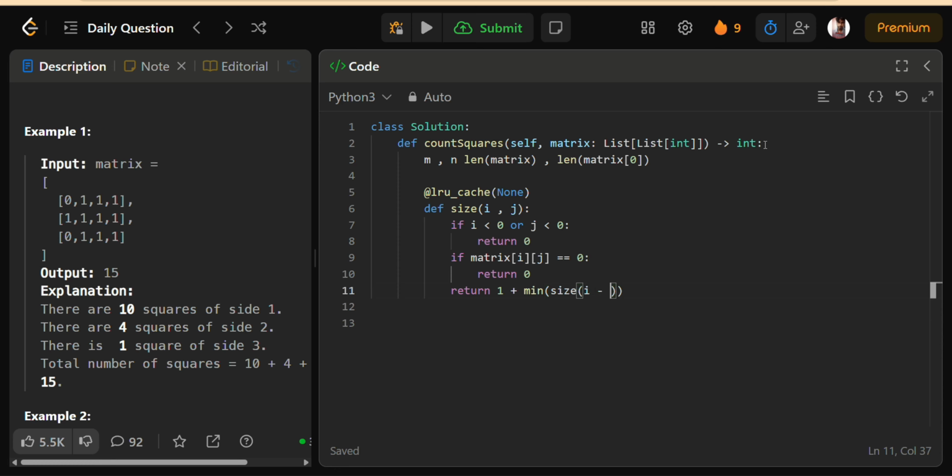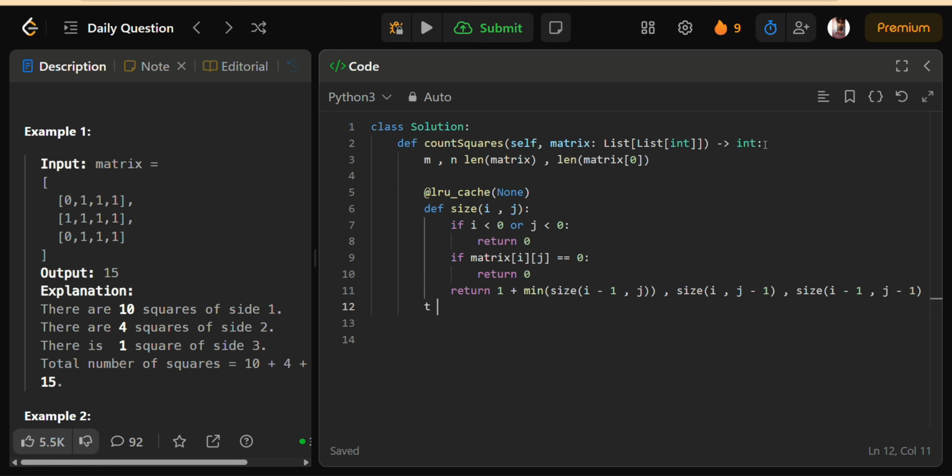Time complexity. We visit every cell in the matrix exactly once, and for each cell we do only O(1) work because results are cached. So the overall time complexity is O(m times n), where m is rows and n is columns. Space complexity. We use caching for recursion, which in the worst case takes O(m times n) space. So space complexity is also O(m times n).